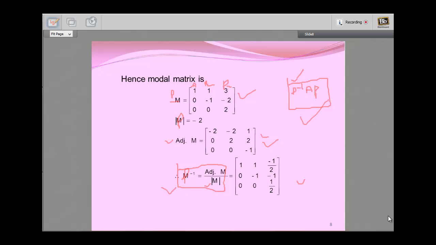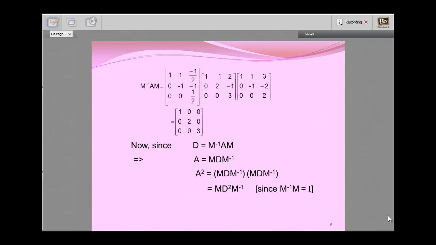Now put in this formula P inverse AP. This is P inverse, this is A, and this is P. Multiply these three matrices, and we will get this matrix. This is a diagonal matrix. So in this way, we can find the diagonalization of the matrix. These are things we discussed in previous weeks. Now we are going to proceed.